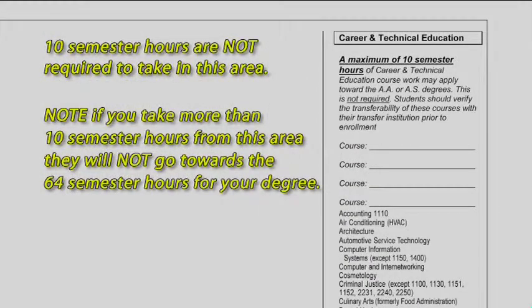Note, if you take more than 10 semester hours of credit from the technical occupational section, they will not go towards your 64 semester hours for your degree. We have now accounted for all 64 semester hours as broken down into 37 hours of general education courses and 27 hours of elective credit.